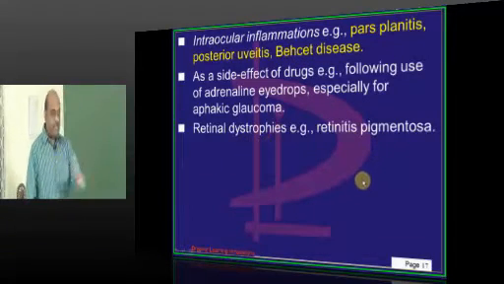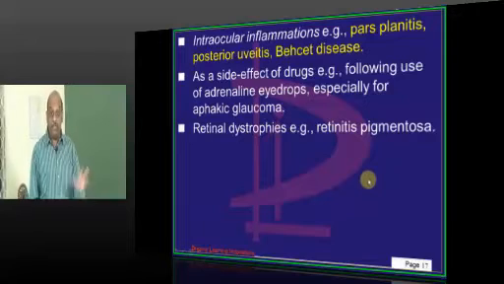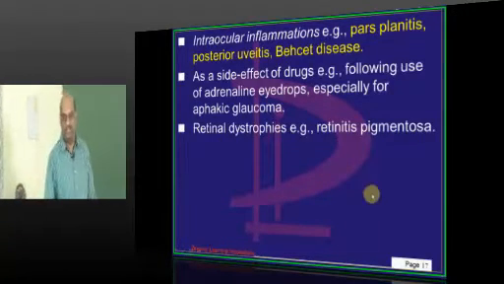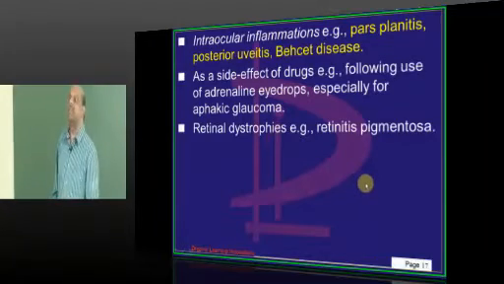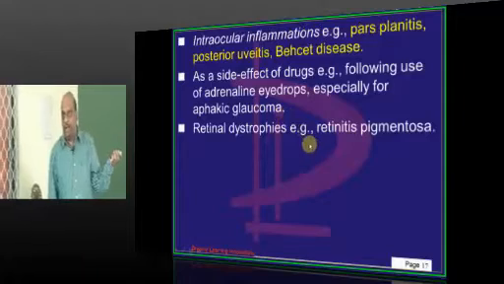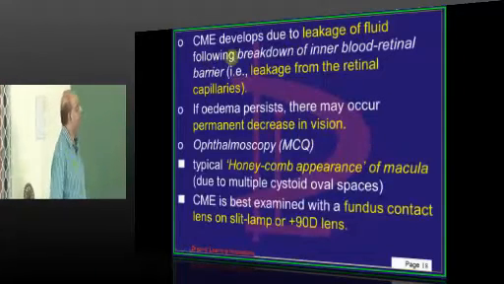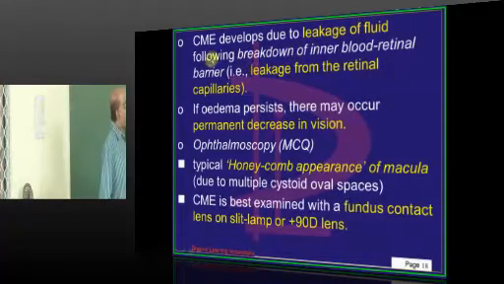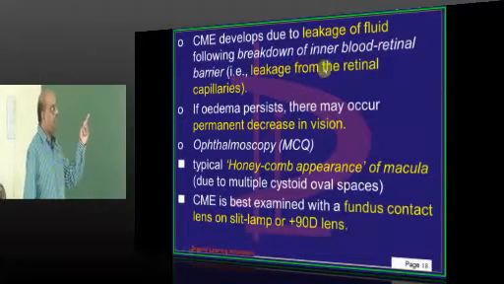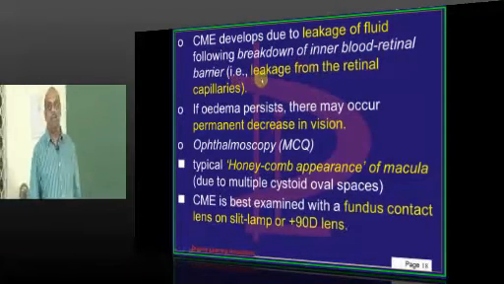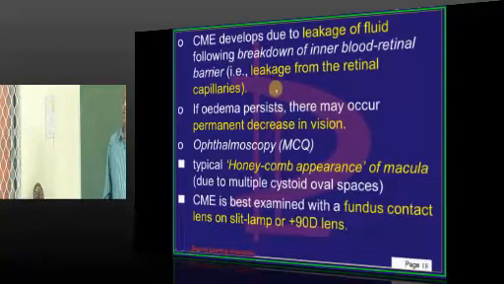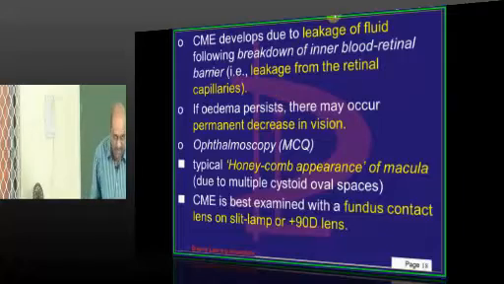Then retinitis pigmentosa, yesterday we studied the bony spicule appearance, you remember, no? Retinal dystrophies. There can be development of cystoid macular edema, because retinitis pigmentosa is fundamentally a degenerative state. So there is a leakage of the fluid because of breakdown of the inner blood retinal barrier. So mainly where is the fluid coming from in cystoid macular edema? It is the retinal capillaries which are oozing out.